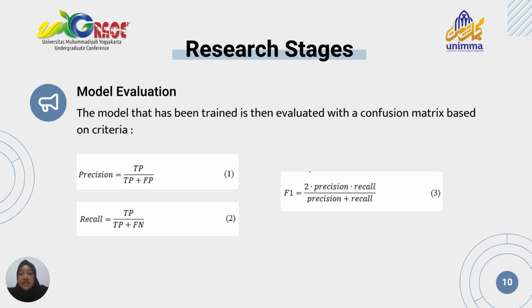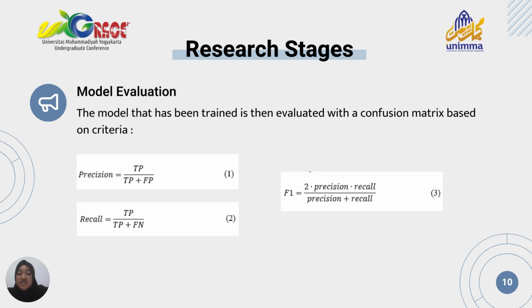The model that has been trained is evaluated with a confusion matrix based on criteria and equations. A. Precision indicates the ratio of correct positive predictions to total positive predictions. A high precision value means fewer false prediction errors. And B, recall, is the ratio of correct positive predictions to all observations in the actual class. A high recall value means that the model correctly identifies more actual positive observations.